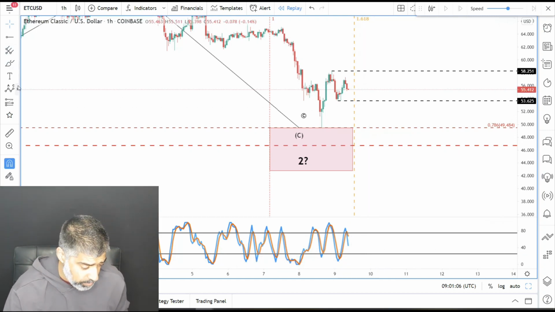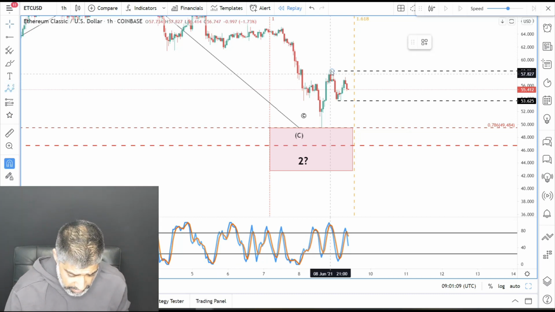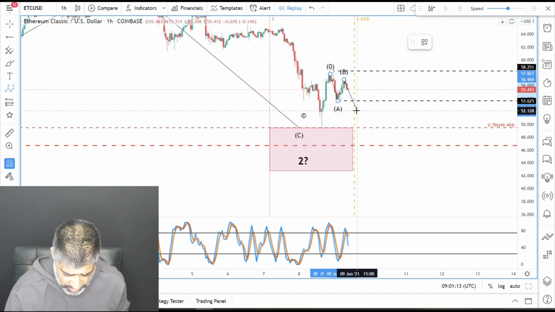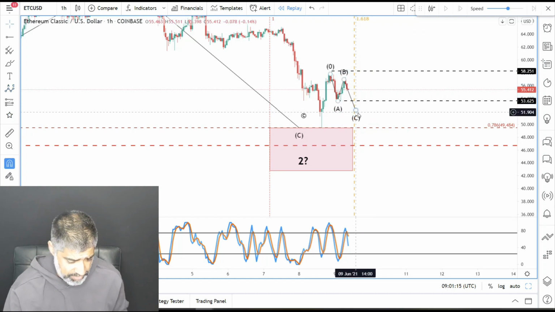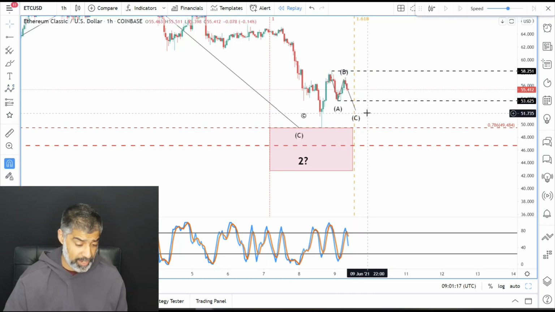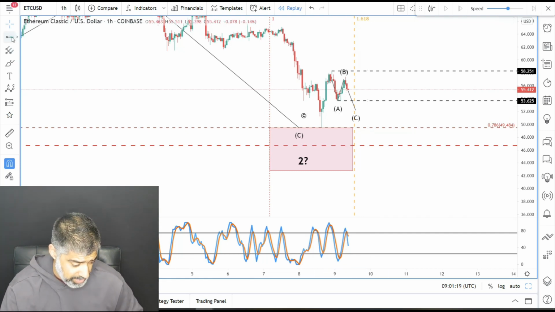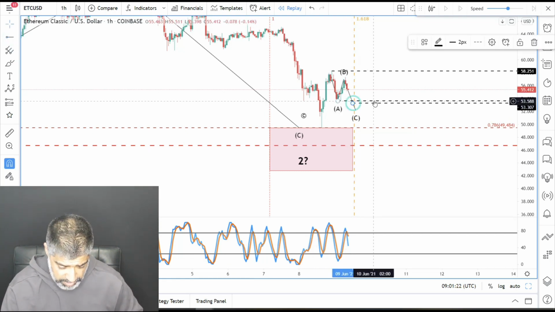I think more likely, we'll probably see an A, B, and a potential C. And if that occurs, then it's a textbook setup. Then I go, right, now I want to probably take a long position more along this point here.